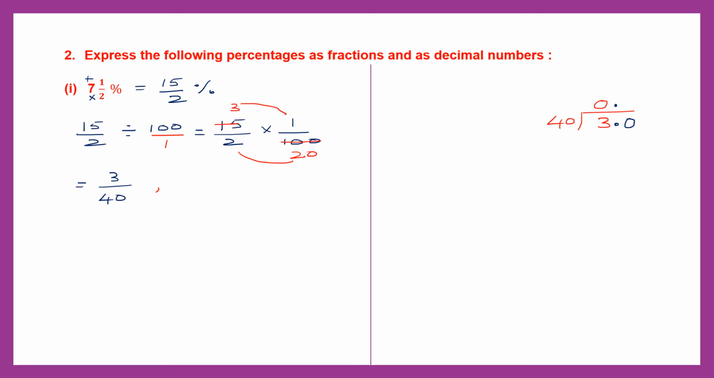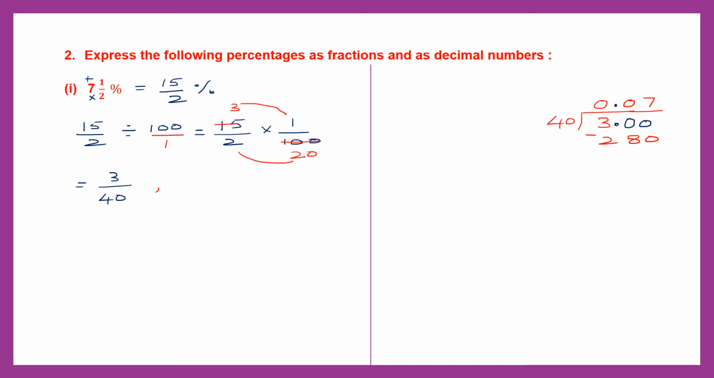Now 40 and 30, you can see that 30 is still smaller than 40. So I'm going to put one more 0 here and I'm going to consider this as 300. Now I'm going to divide 300 by 40. 4 into 7 is 28. So 40 into 7 is 280.